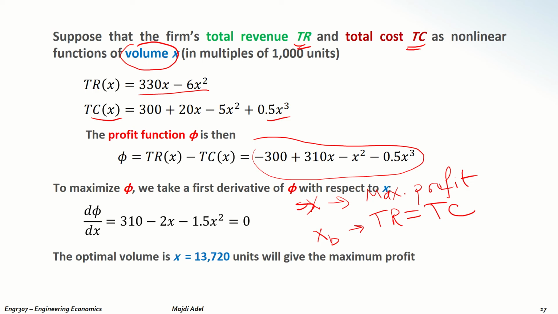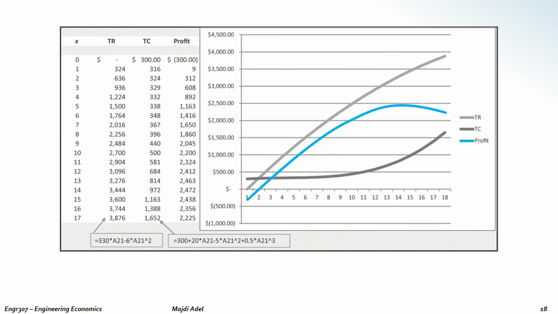What if the company produces more than 13,000? Of course it will sell more, so the revenue will increase, but the total cost also will increase. So the net profit is going to decrease if it produces, for example, 15,000 units. And this summarizes the previous example.